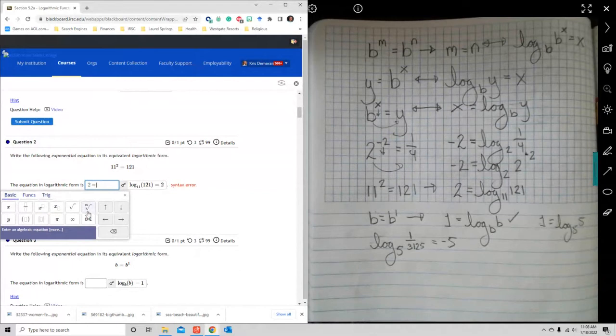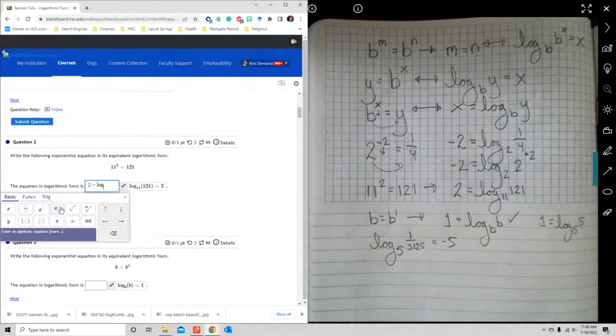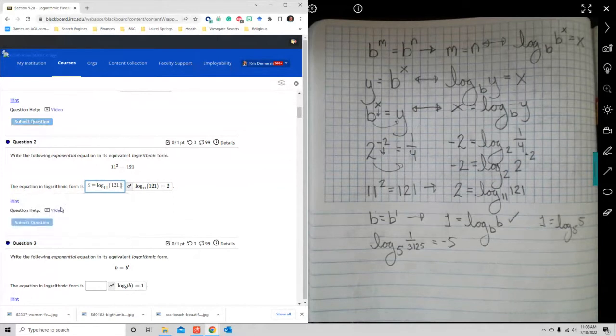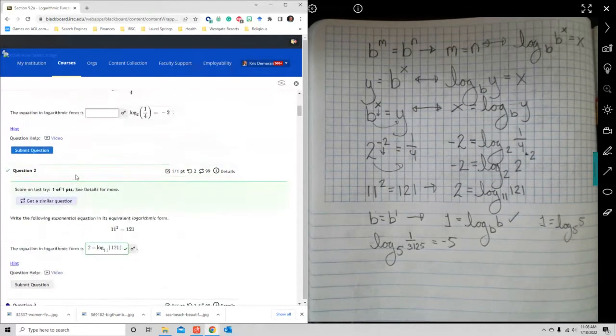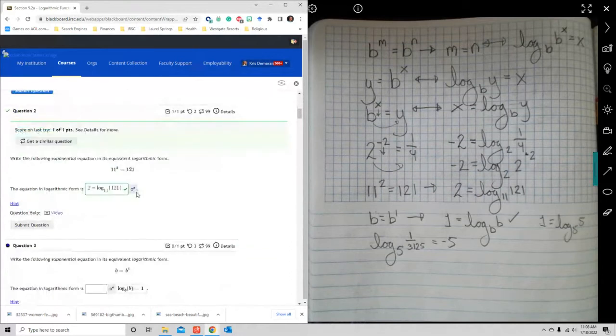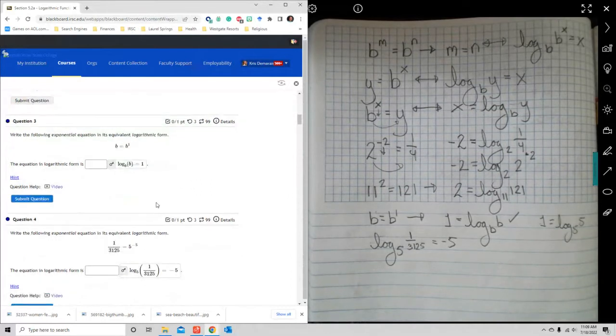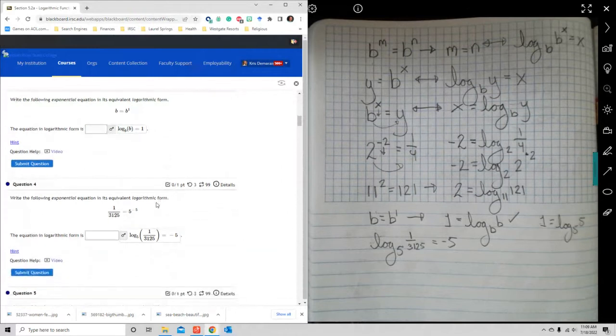So now the thing is that when it comes down to it, they don't have it. So you just type in log and then put in your valuation of this, and 11, and then open parenthesis 121. All right, and then there's our answer. 1 of 1. So it doesn't matter how you write it. You can write it as the 2 and then the log, and then this log and then the 2. So I'm just proving that it doesn't make a difference.